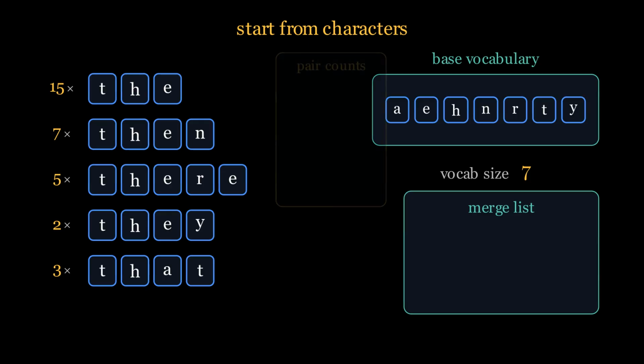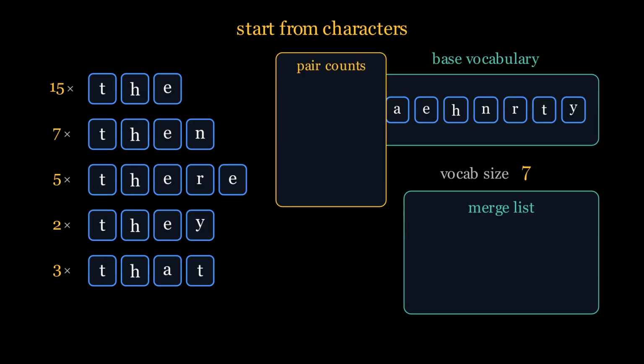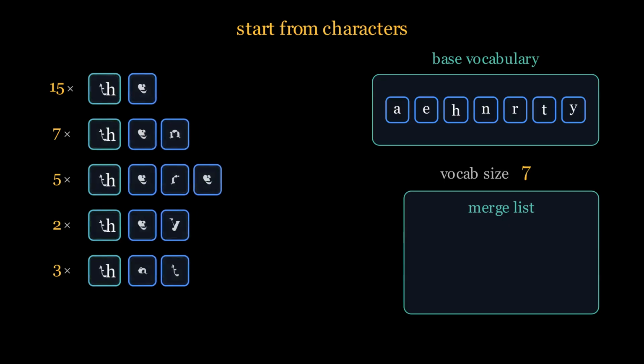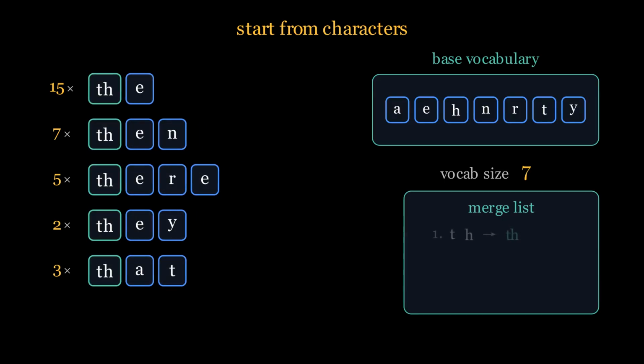One pass of the algorithm. Look at every adjacent pair of tiles across the whole text and count how often each pair appears, weighted by how common each word is. The pair T followed by H shows up at the start of every single word, 32 times in total. That's the most frequent pair in the entire corpus. So we merge it. Every TH everywhere at once fuses into a single new token, "th". We add one rule to our merge list, T H arrow "th", and our vocabulary grows from 7 tokens to 8. That's it. That's one step.